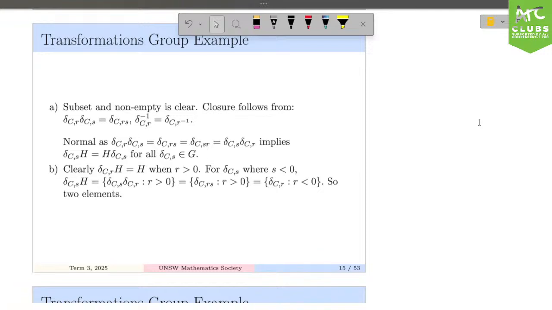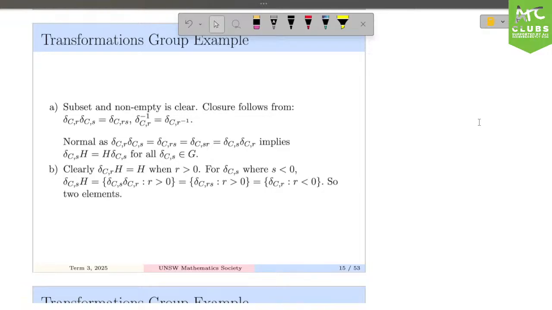And since delta C,S times H is equal to H times delta C,S for all delta C,S in G, we can also consider the fact that the multiplication of the subset can be interpreted as equal. Now, clearly, we notice that if we multiply this dilation by the group H, we just get H again.